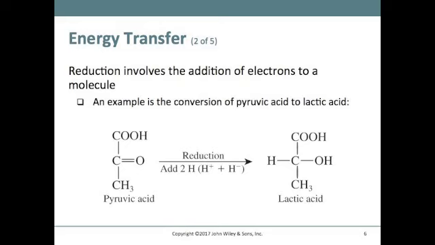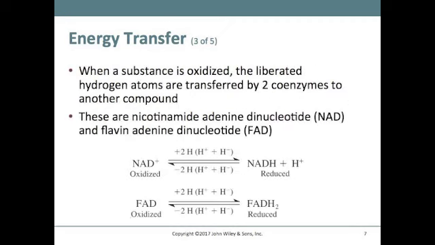One way you can keep these two reactions straight is through an acronym. That acronym is OIL-RIG. Oxidation is a loss, reduction is a gain. When a substance is oxidized, the liberated hydrogen atoms do not remain free in the cell, but they are transferred immediately by coenzymes to another compound.